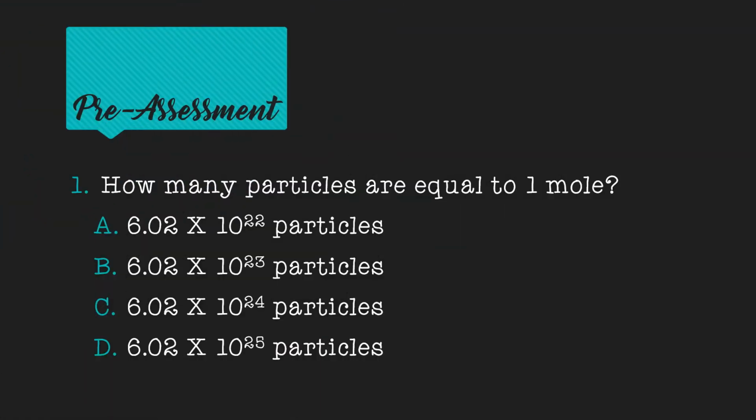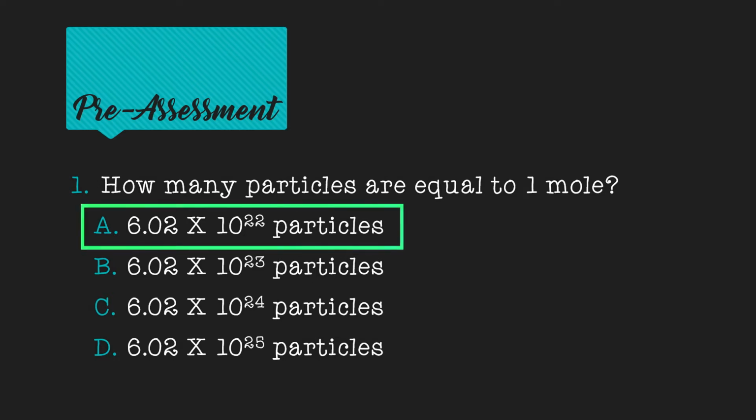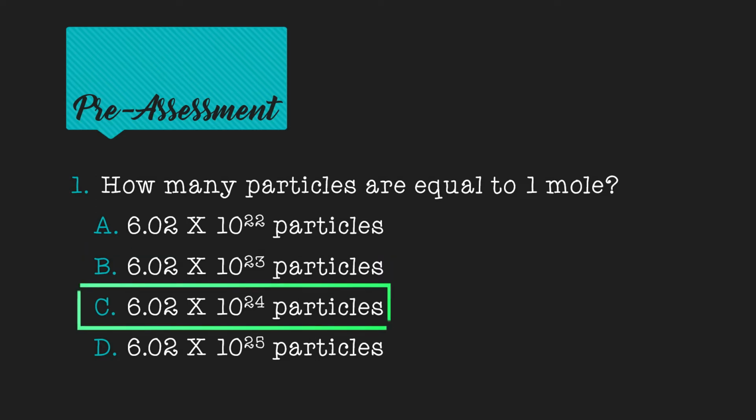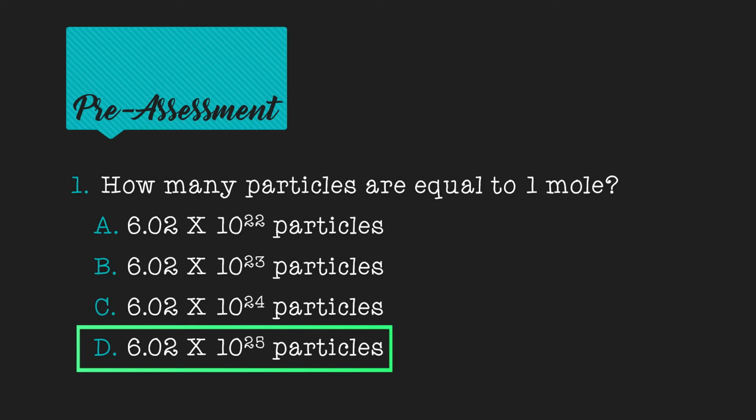Number 1. How many particles are equal to 1 mole? Letter A, 6.02 times 10 raised to 22 particles. Letter B, 6.02 times 10 raised to 23 particles. Letter C, 6.02 times 10 raised to 24 particles. And letter D, 6.02 times 10 raised to 25 particles.